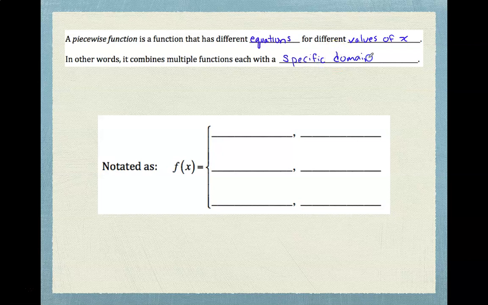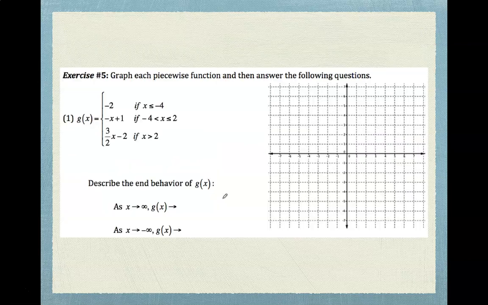So when you're writing a piecewise function, you're going to have several different parts. Here is an equation, and then you're going to specify the domain that goes with that equation. Okay, and you can have 2 different equations, you can have 7 different equations. It just varies based on which function you're into right now. All right, so this one has 3 equations.